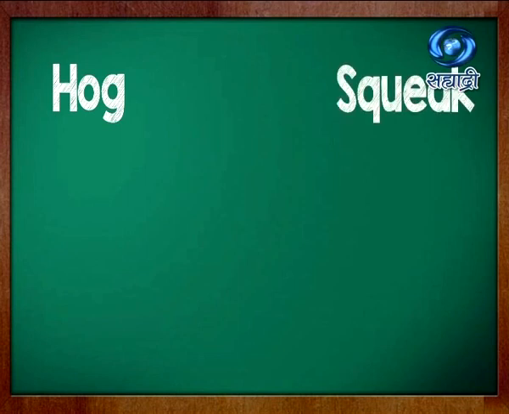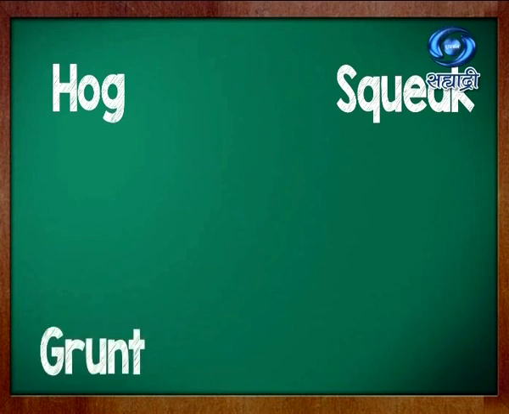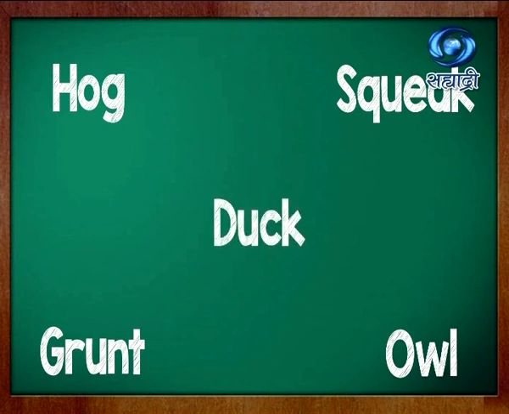Children, now let's try to revise these words one last time. H, O, G, hog. S, Q, U, E, A, K, squeak. G, R, U, N, T, grunt. O, W, L, owl. D, U, C, K, duck.